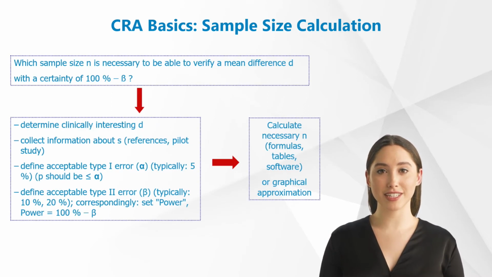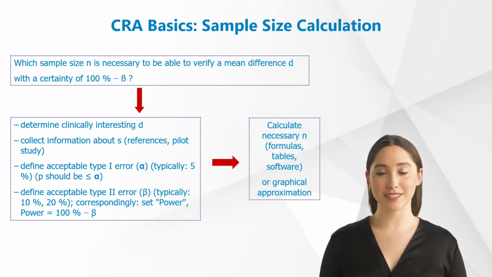The standard procedure for the sample size calculation is presented here. Typically, it is started from the question which sample size n is necessary to facilitate the verification of a clinically interesting d with a power of 1 minus beta. In this case, the d of clinical interest has to be determined first. Furthermore, the standard deviation of the relevant factor has to be identified based on literature references or a pilot study. Then the acceptable error limits have to be defined.